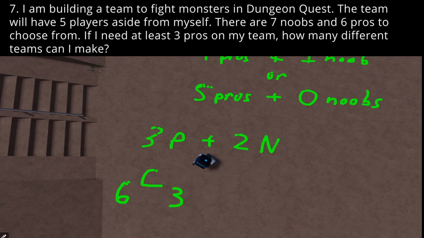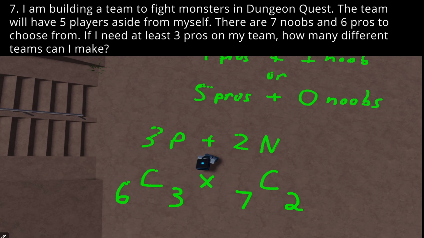And then what about the noobs? If I'm choosing 2 noobs out of, sorry, not 5, it was 7 noobs to begin with, that's also a combination problem because it doesn't matter the order of those noobs. So 7C2. And then what you have to do is once you calculate the pro combinations and noob combinations, you have to multiply these quantities.